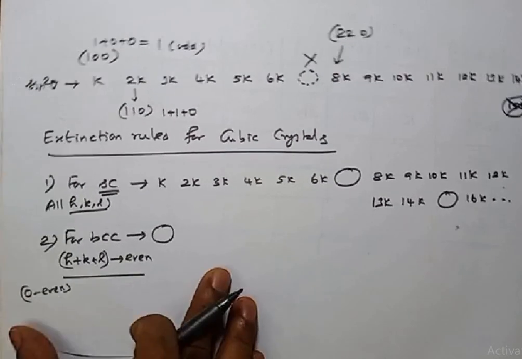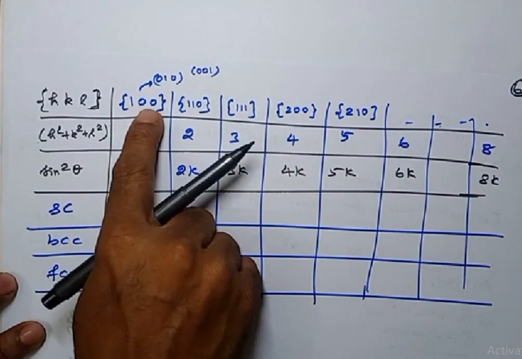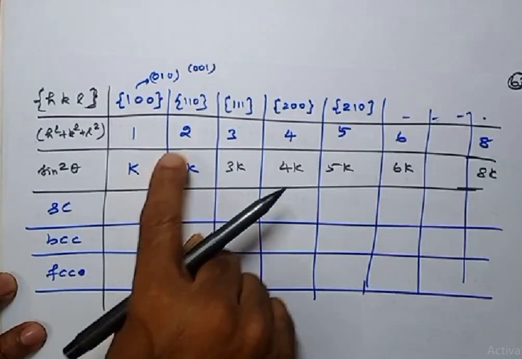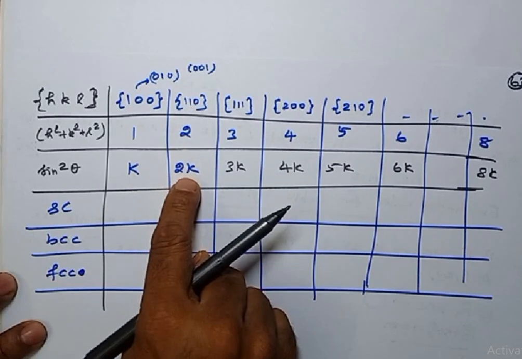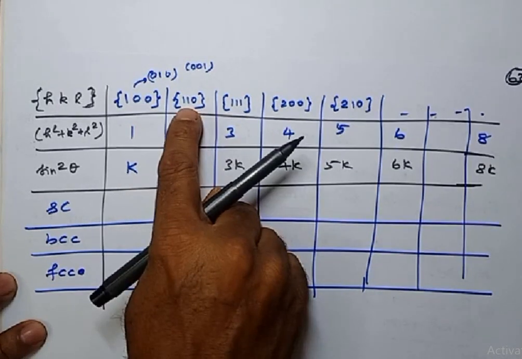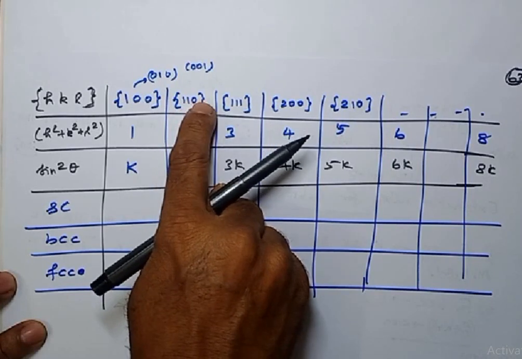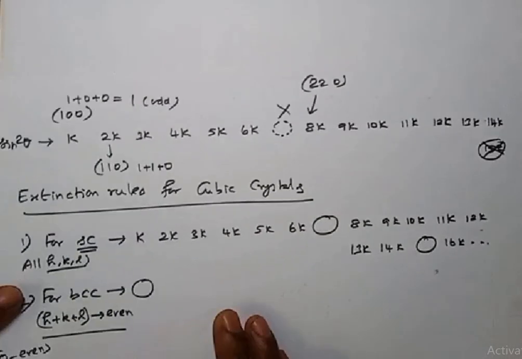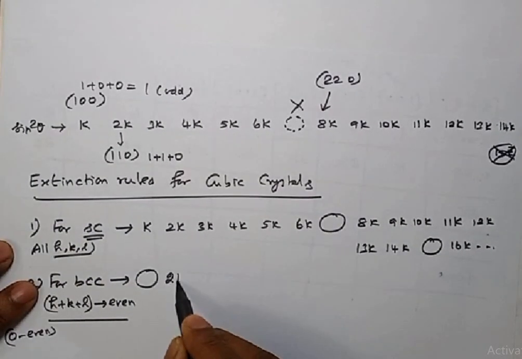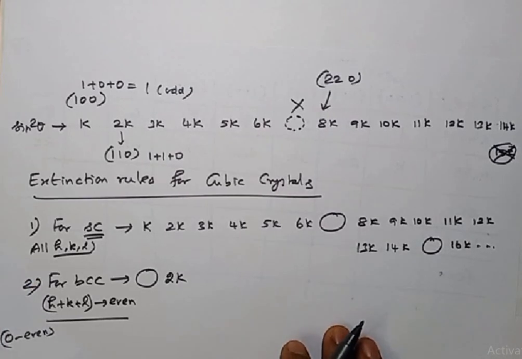In the previous page, I wrote everything. Listen, I wrote here: the first family of planes will get 1K. For the second family of planes, like the 110 plane, we get 2K. So for 2K, the planes should be 110. If you add all these values, 1 plus 1 plus 0, I'll get 2, which is an even number. Therefore, 2K will give a signal in the XRD.